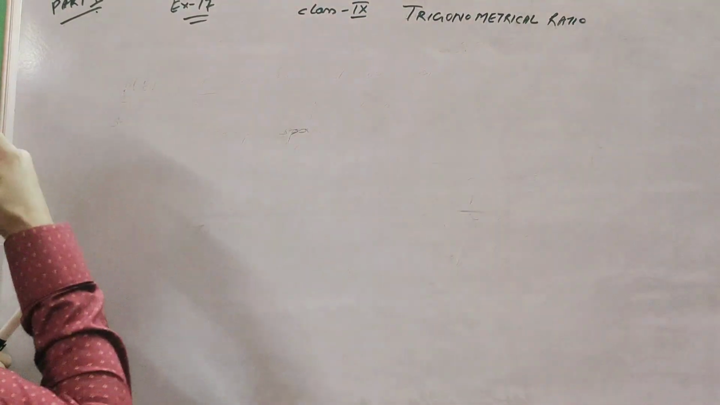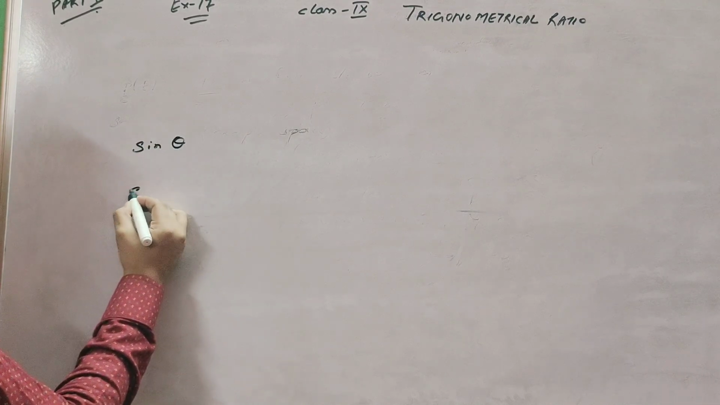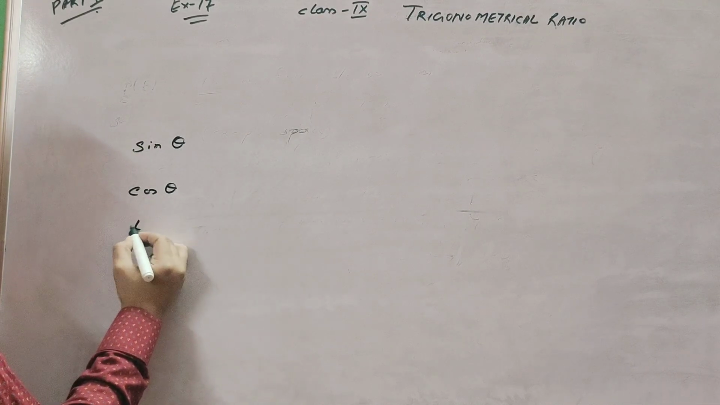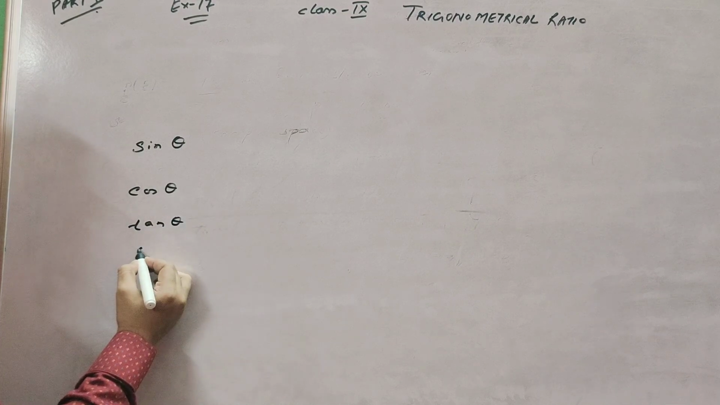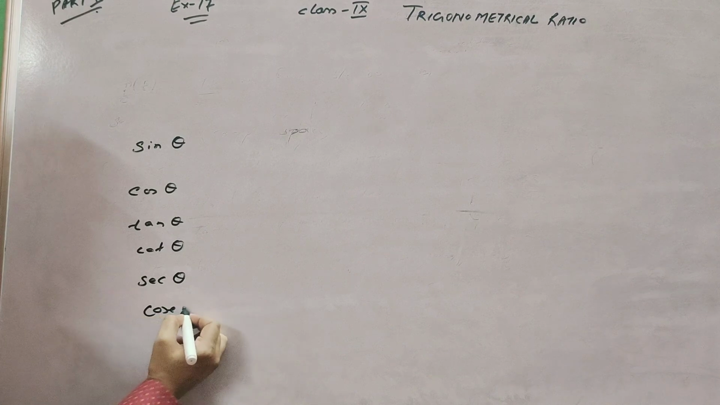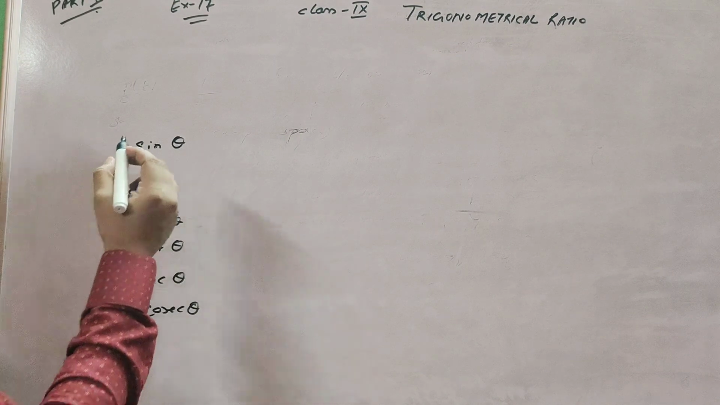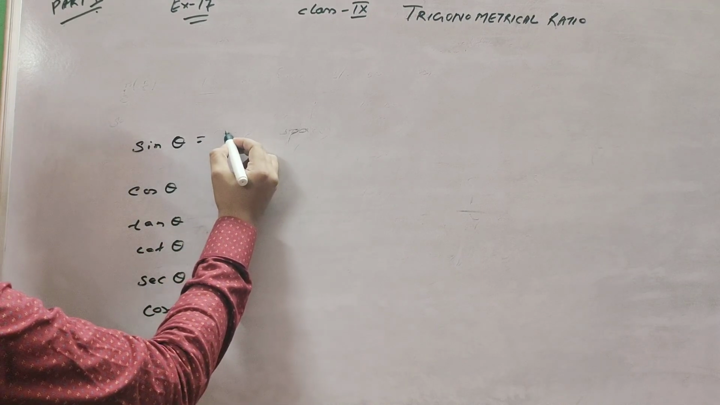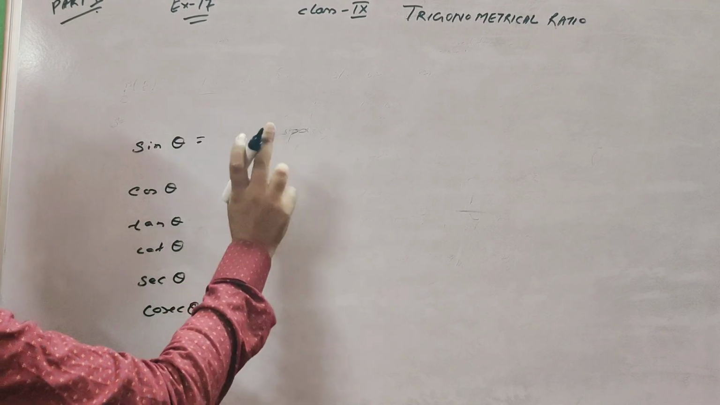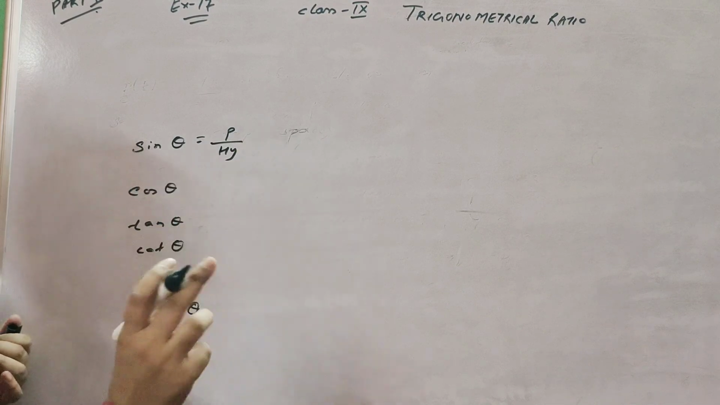You learn some thetas. What are these thetas? Sin theta, cos theta, tan theta, cot theta, sec theta and cosec theta. These are the 6 kinds of thetas you learn in this chapter. The first one is about perpendicular by hypotenuse. You use perpendicular by hypotenuse, or height by hypotenuse.